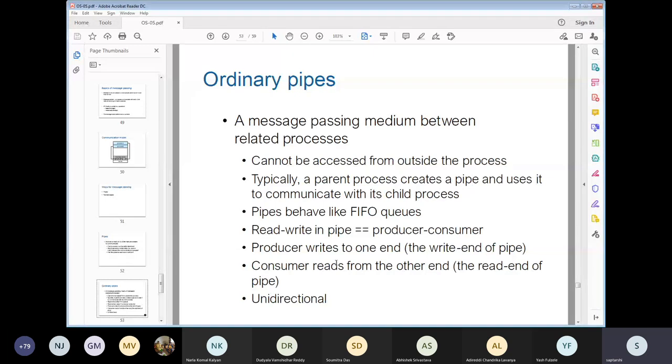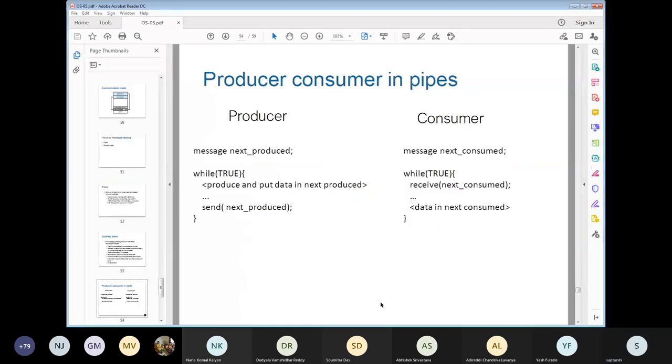But these ordinary pipes are mainly for communication between a parent and a child, and they cannot be used outside these processes. So this is an ordinary pipe. Of course, this is not the only type of pipe. This is the producer-consumer using pipes, as simple as that. The producer says while true, it just sends the next produced item, and the consumer just receives the next item.